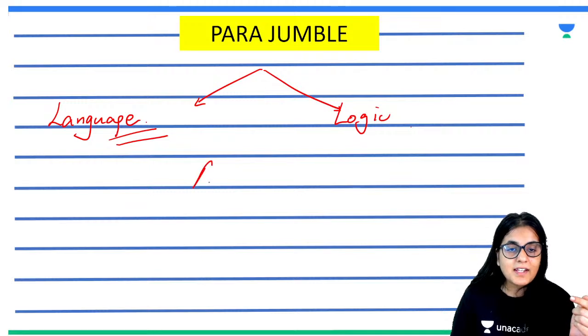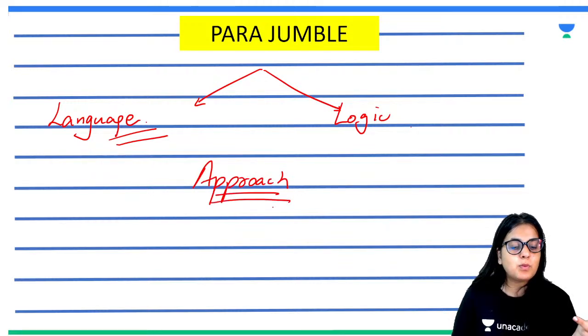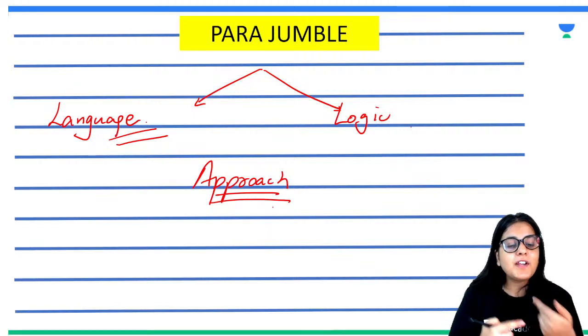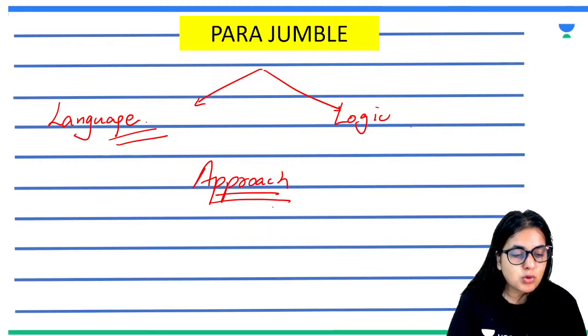The next thing is the right approach. Okay, a lot of students do not know the right approach to solve a para jumble question. What they do is they always try to find out the opener first, and that's again where they go wrong.